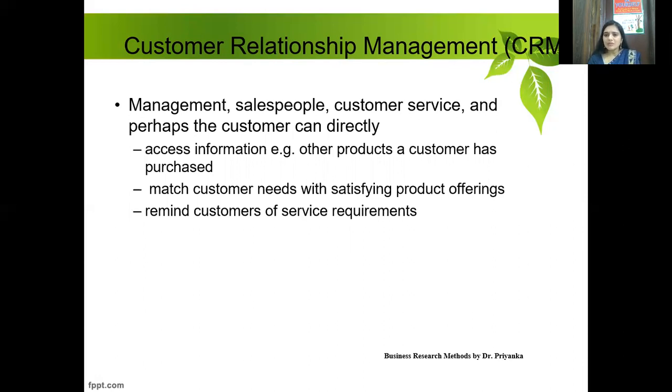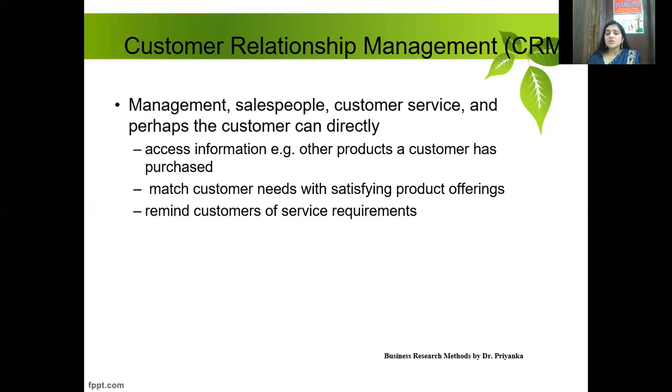Sometimes you might see that whenever we are purchasing a product, websites will show us that customers who purchased this particular product purchased these two items as well, right? This way customers are also directly accessing the same information these days. Then match customer needs with satisfying product offerings. You can notice that whenever you have chosen a product and bought it online, it will keep showing you similar products again and again on the screen. This is the same thing.